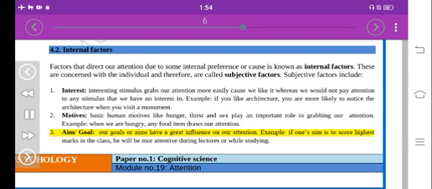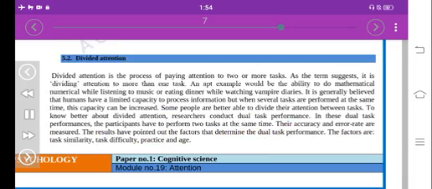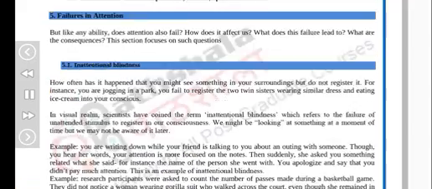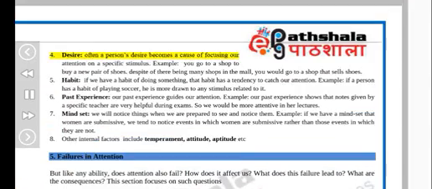3. Aim, goal. Our goals or aims have a great influence on our attention. Example, if one's aim is to score the highest marks in the class, he will be more attentive during lectures or while studying. Paper number 1. Cognitive science. 4. Desire. Often a person's desire becomes a cause of focusing our attention on a specific stimulus. Example, you go to a shop to buy a new pair of shoes. Despite there being many shops in the mall, you would go to a shop that sells shoes.